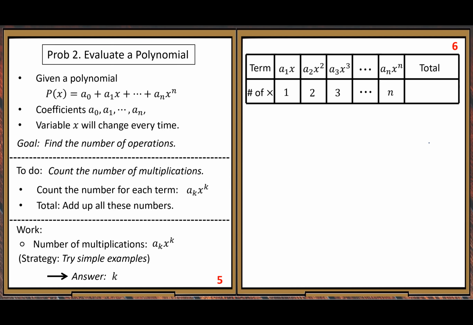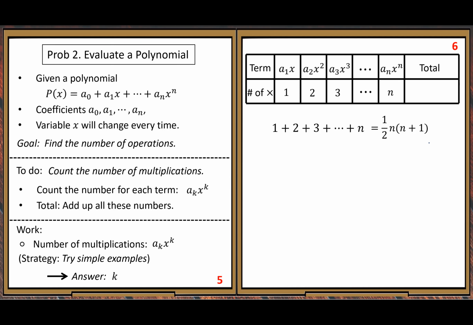Here we need a total. Is it easy to find a total? It's the sum of all the numbers. Do you know the formula? Everyone should know the formula. Simple. This formula. So we get the total. This is the total number of multiplications.